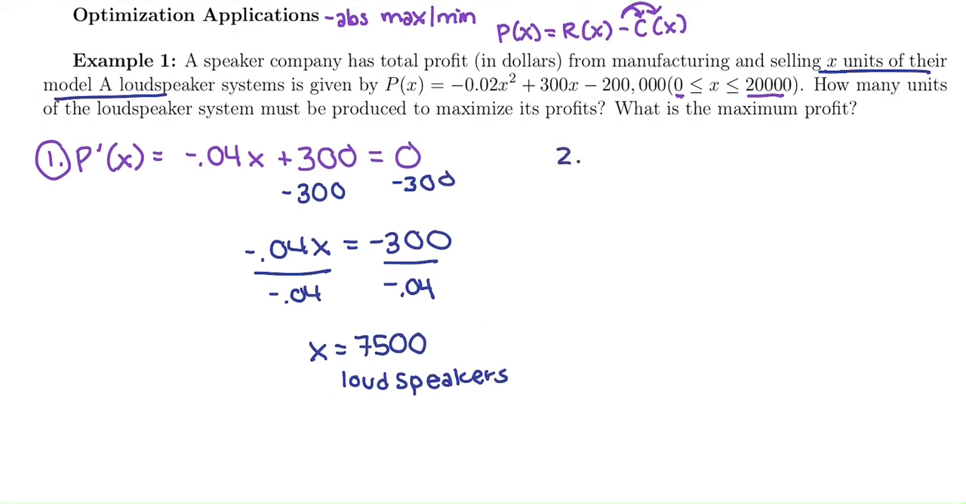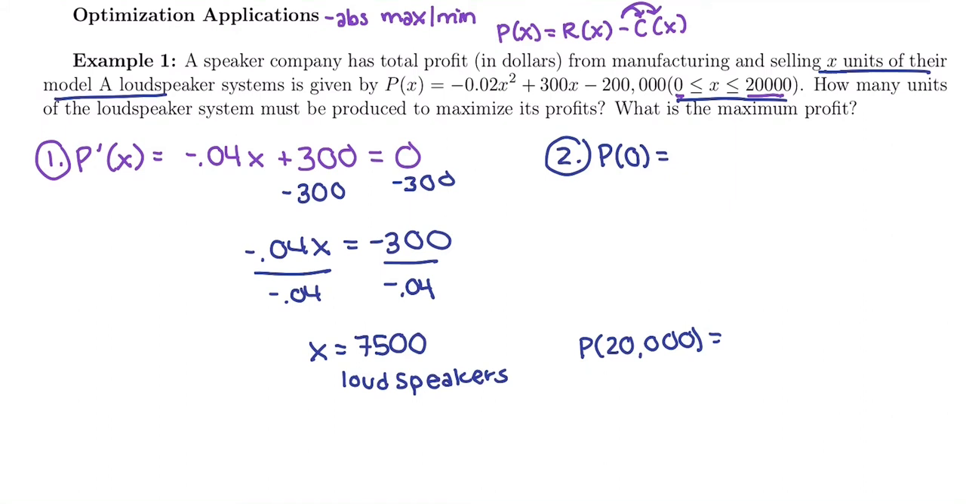Our second step is to either make a sign chart or, ideally, we'll be given an interval. So we know when we're talking about profit that the least amount of loudspeakers they can make is 0. And we're actually given this interval here. They can make anywhere between 0 and 20,000. So we're going to test 0 and we're going to test 20,000. It's probably not going to work out that they should make 0 speakers. That's not ideal for a company. But it may not necessarily be true that having 20,000 speakers produced is going to maximize their profit.